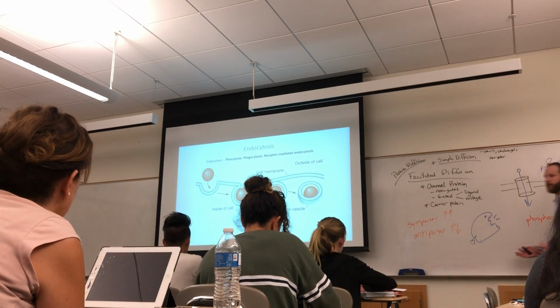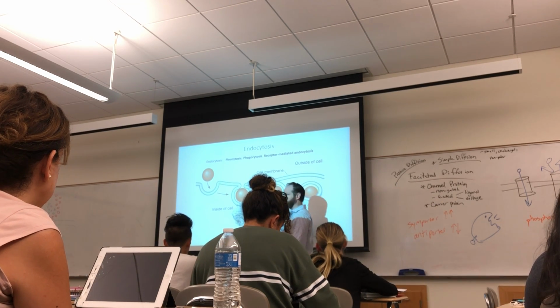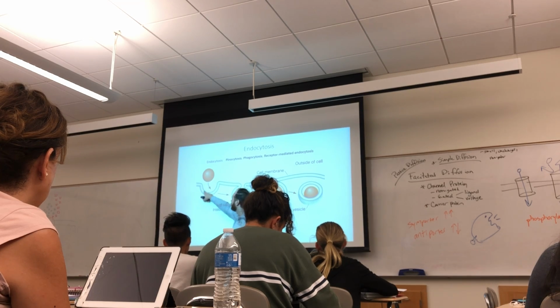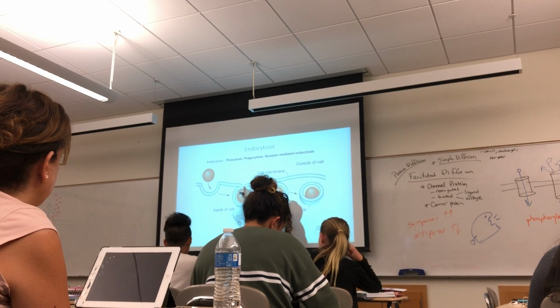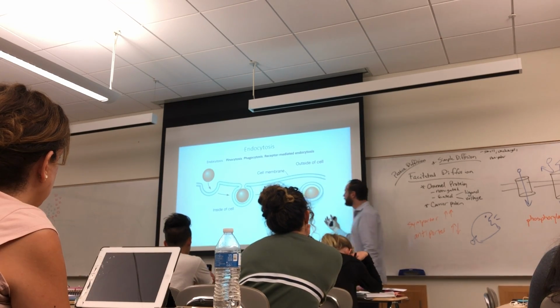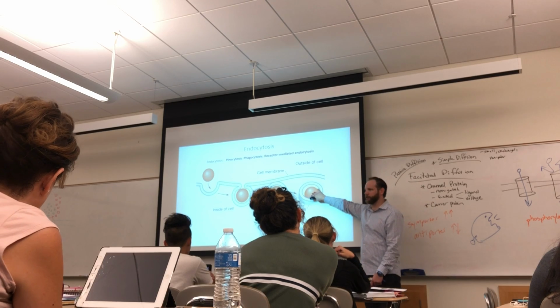Okay, so the opposite of this process, if we just took that diagram and flipped it around, it would look like this, right? There might be something outside the cell that we want to bring in. So the membrane is going to form a vesicle around whatever that is and bring it into the cell. And now the cell's got something it can work with.